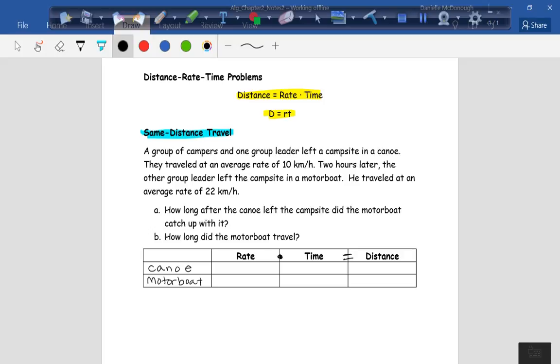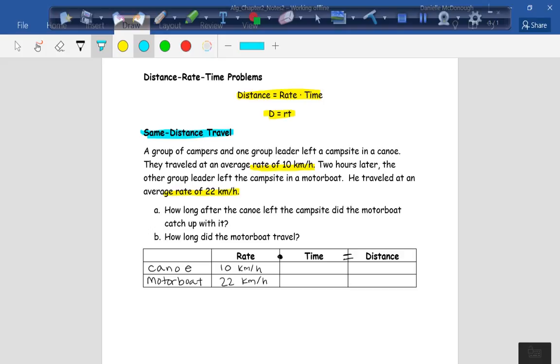Okay. Now, if you look back up here, let's look at some information that we have. It says that the canoe traveled at a rate of 10 kilometers per hour, and the motorboat had an average rate of 22 kilometers per hour. So let's go down here and fill that information into the table. So the canoe was traveling at 10 kilometers per hour, and the motorboat was traveling at 22 kilometers per hour. Okay, so I got that information out of the top part.